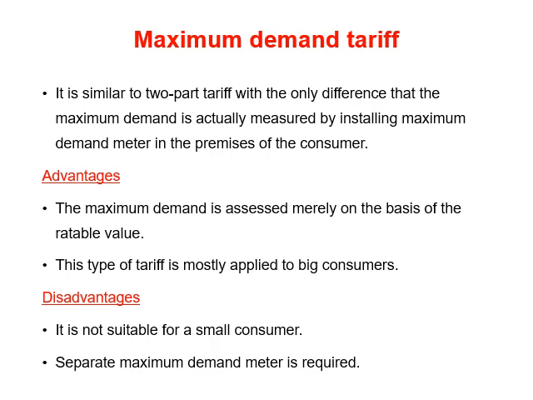The next one is the maximum demand tariff. It is very similar to the two-part tariff that we saw earlier. The main difference is that the maximum demand is actually measured by installing a maximum demand meter in the premises of the consumer. In the two-part tariff, we are not installing any separate meter to find out the maximum demand, whereas here we are installing a maximum demand meter.